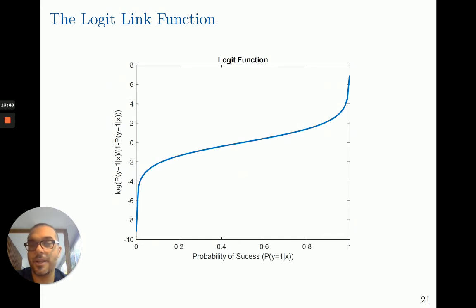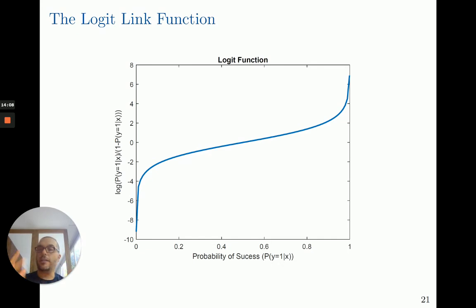So that's the plot of the logit function, the probability of success against the log odds ratio. You see we map from 0 and 1 into minus infinity and infinity on the real line.